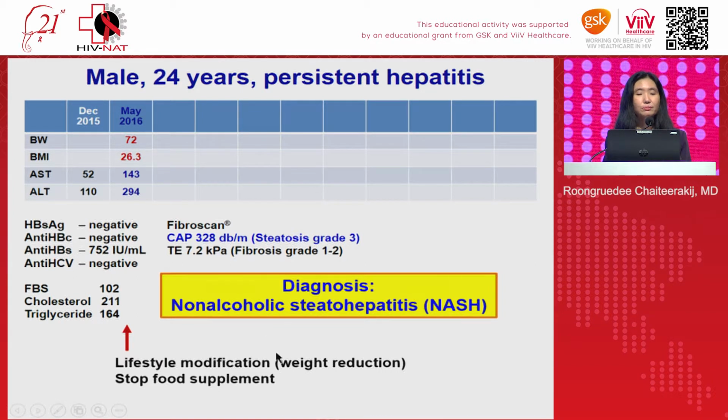So we asked him to do lifestyle modification and weight reduction. At that time, he took some food supplements, which might cause an elevation of ALT, so we asked him to stop the food supplements.